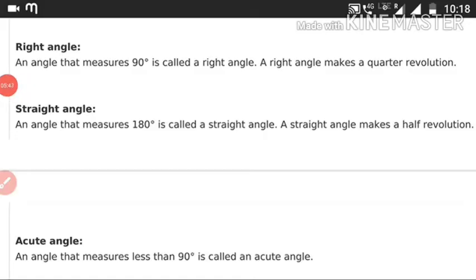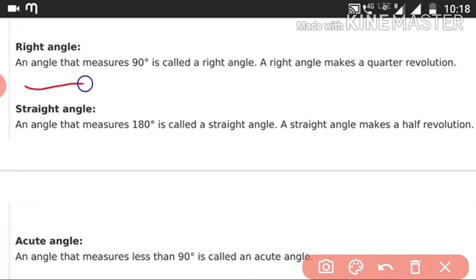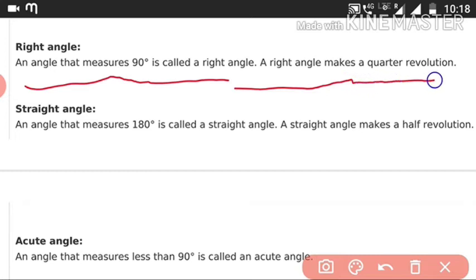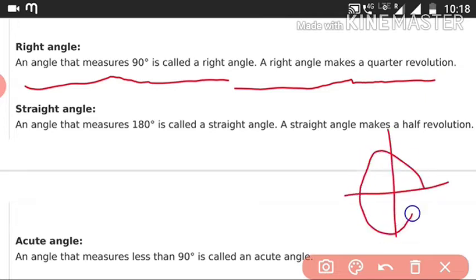Now right angle. I have already explained it and shown you the angle, but the proper definition is: an angle that measures 90 degrees is called a right angle. A right angle makes a quarter revolution. If you make a full revolution like this, then a right angle makes a quarter revolution, which means one part of the full complete angle.